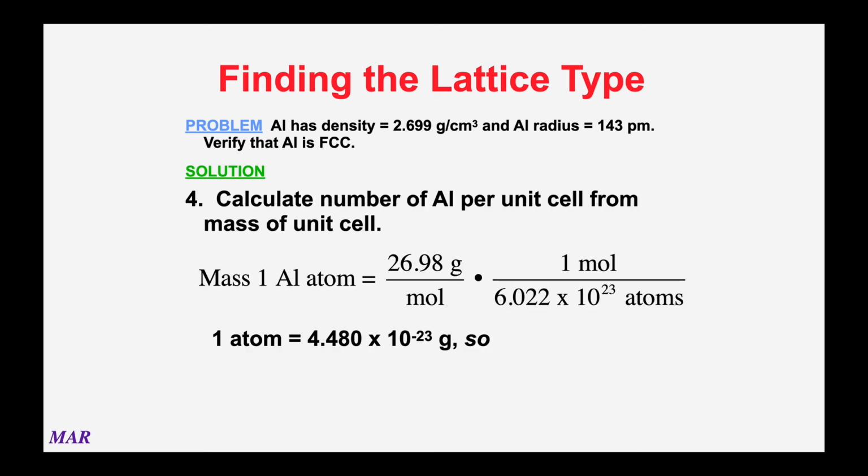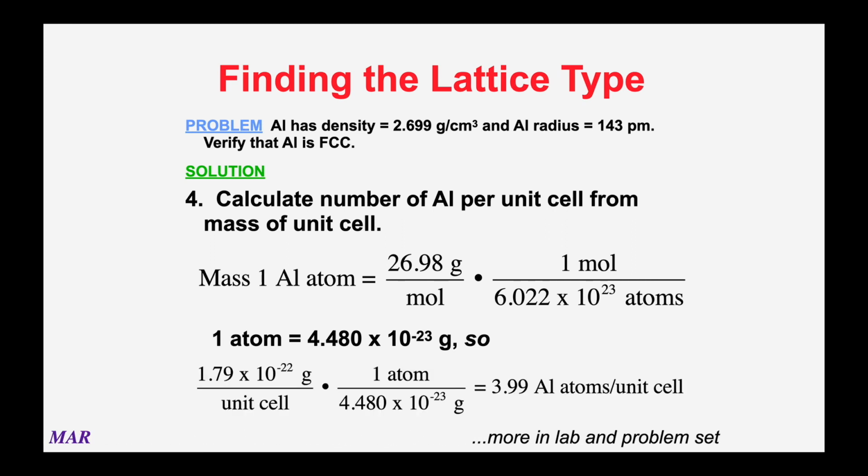So one way to do this is you can figure out the mass of just one aluminum atom. So aluminum on the periodic table, 26.98 grams per mole. And a mole, by Avogadro's number, is 6.022 times 10 to the 23rd atoms. So if you take 26.98 and divide it by Avogadro's, you get the grams per atom. And that number, 4.480 times 10 to the minus 23rd, is the mass per atom.